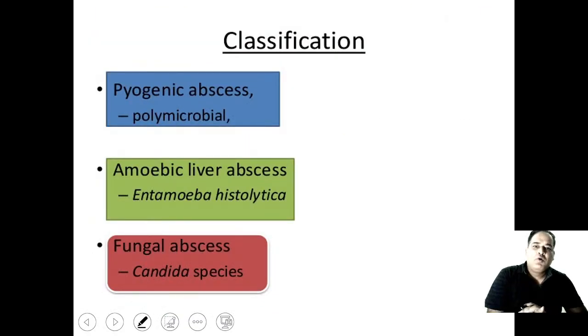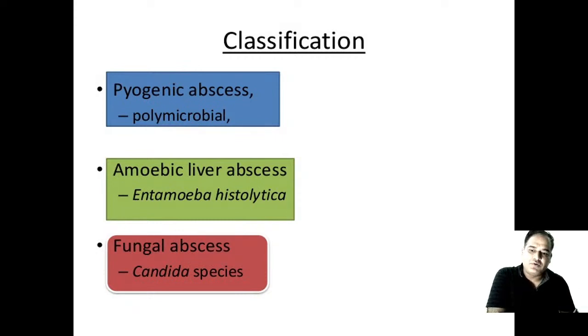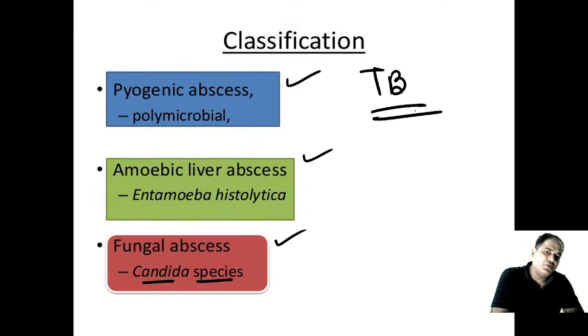Now we move to the next topic, that is liver abscess. It could be a pyogenic liver abscess caused by pus forming bacteria, an amoebic liver abscess, or a fungal abscess caused by Candida species. Very rarely it is caused by tuberculosis. Tubercular abscess can form, as tuberculosis can present anywhere in the body.